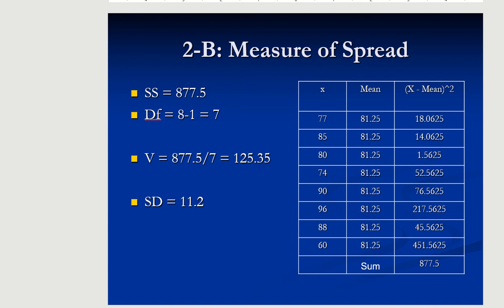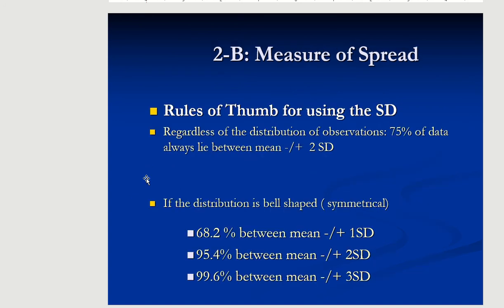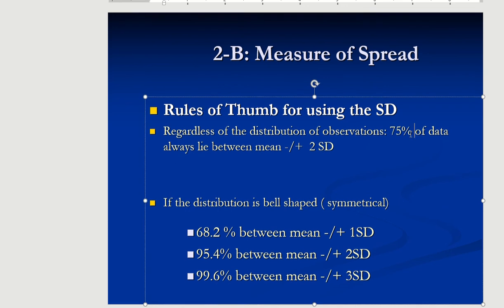Okay? Now, what can we learn about the standard deviation? Well, there is a rule of thumb about standard deviation that says if you take the average and you go 2 standard deviations up and 2 standard deviations down, you will capture at least 75% of the observations. This is at least, okay? Regardless of the distribution, no matter the shape of the distribution, be it normal, or be it skewed, or be it flat, or whatever. If you take the average and you go 2 standard deviations up and 2 standard deviations down, you will capture at least 75%. Why did we say at least?